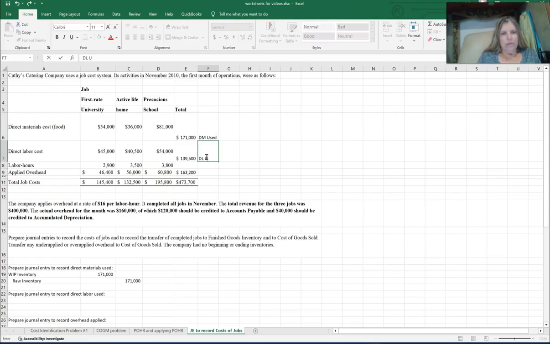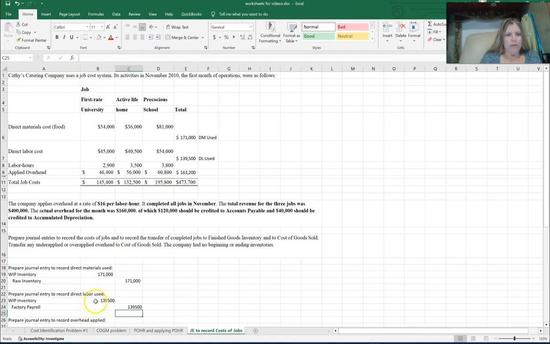Label it for us. And it's $139,500. So again, anytime we use labor that's directly traceable to the product that we're producing, it will be a direct labor, and so that again increases our work in process inventory. So it's $139,500. And the credit is always to factory payroll, because when we pay the payroll out, we record it to factory payroll. So in order to get rid of it, we have to credit it.